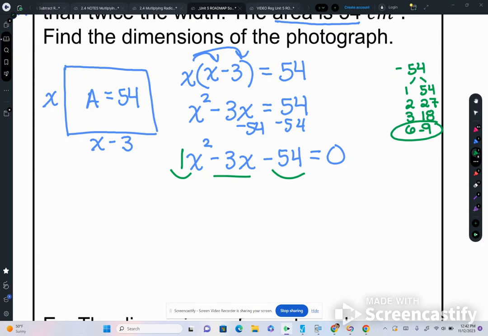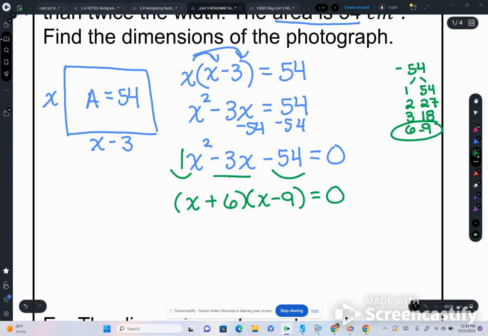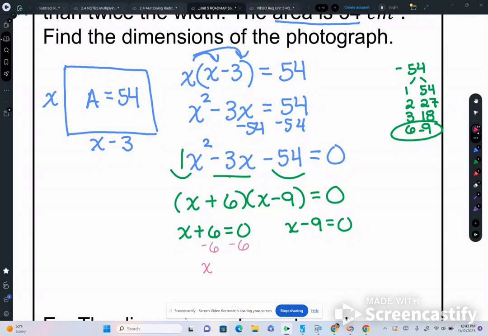So it checks out. And now whether you do box, whether you do grouping, whether you notice that because it's a 1, you can do it the fast way, which would be x plus 6 and x minus 9 equals 0, and then we'll set each of those equal to 0. So x plus 6 equals 0, x minus 9 equals 0. If I solve, I'm going to subtract 6 from both sides, so x equals negative 6. I add 9 to both sides, so x is equal to 9.